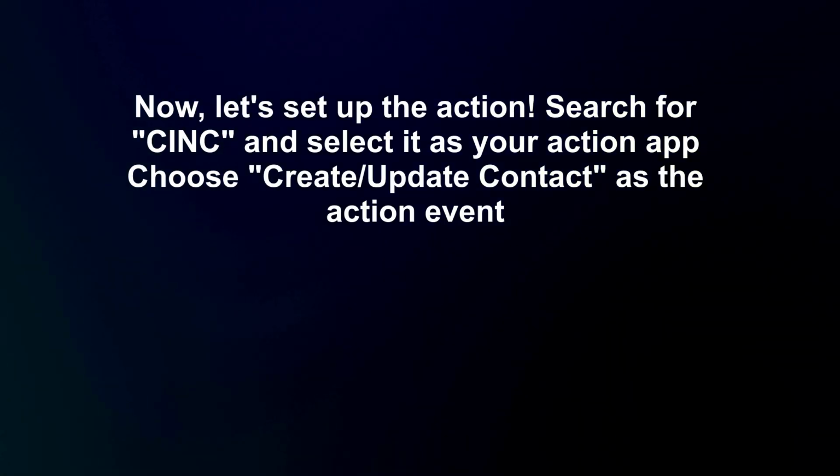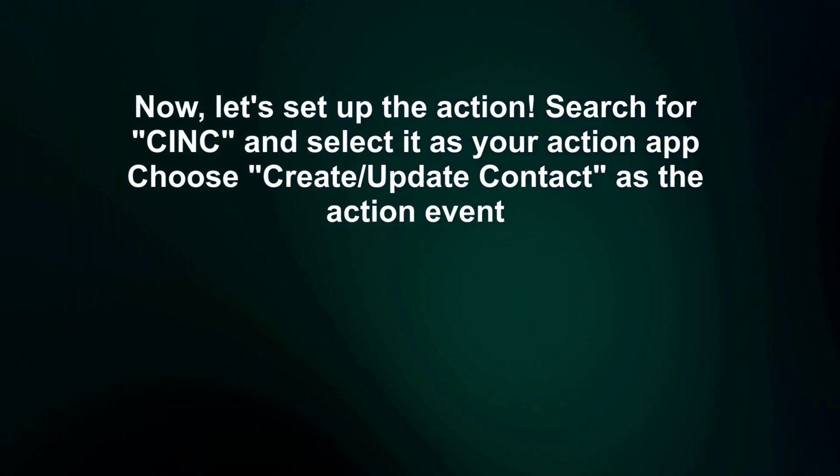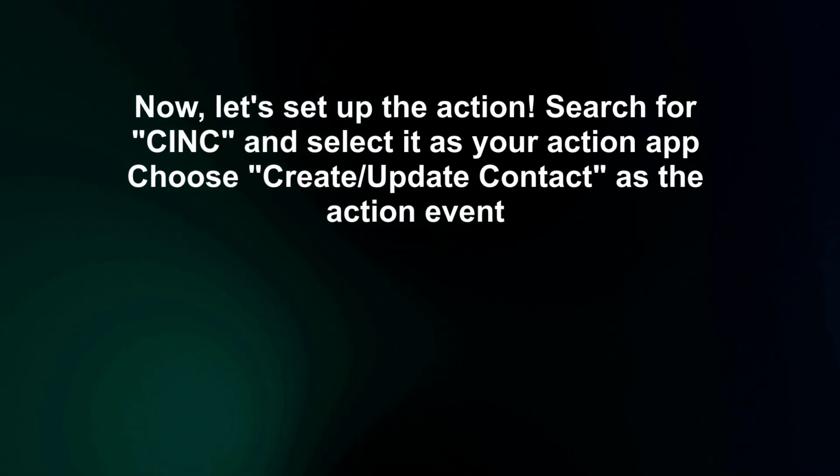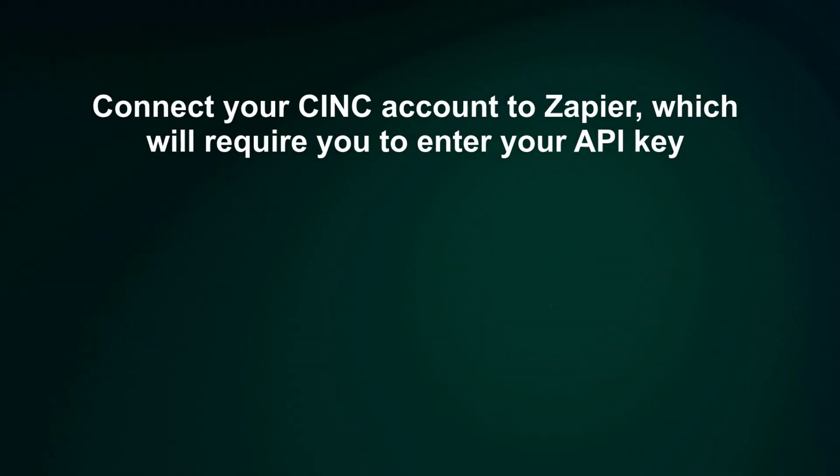Now, let's set up the action. Search for Cinc and select it as your action app. Choose Create, Update Contact as the action event. Connect your Cinc account to Zapier, which will require you to enter your API key.